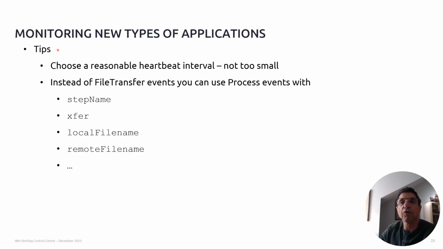Now I've got some tips for you when you're using the open server architecture. Choose a reasonable heartbeat interval. And when I say reasonable, one that's not too small. You don't want to be sending in heartbeat events to Control Center every few milliseconds. Maybe once a minute, maybe once every 30 seconds. Just not too often. We don't want to overwhelm Control Center with heartbeat events. As I had mentioned, you can use process events instead of file transfer events. They just have to have the step name and that expr element and local and remote file names.